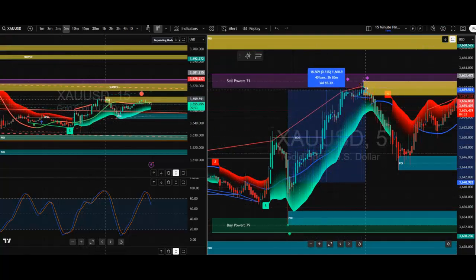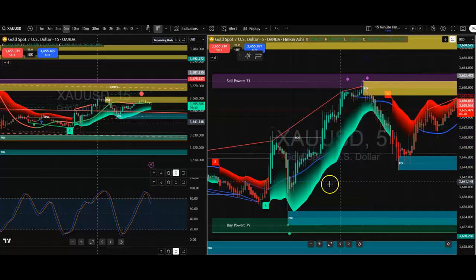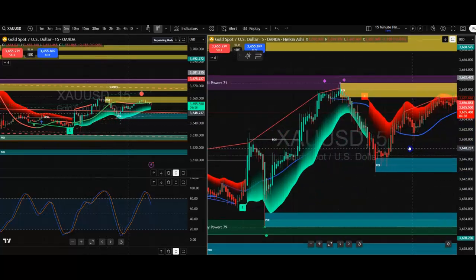That is 186 pips. Now you don't get that in Forex. You don't get that in Forex. Simple as that. Only gold gives you 186 pips in a matter of an hour or so. So let's just qualify this a little bit more.